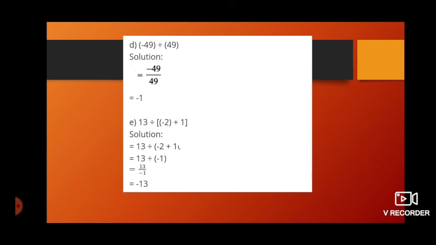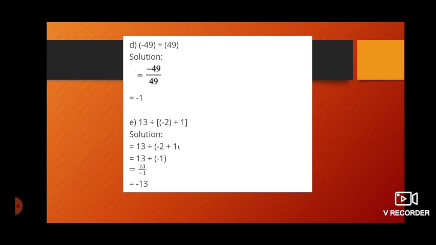Next, part E. 13 divided by, in the brackets, minus 2 plus 1. Solution. Here, first we will do whatever is inside the brackets. So 13 divided by minus 2 plus 1. Inside the bracket, minus 2 plus 1 means 2 is negative, 1 is positive. In that case you have to subtract the smaller number from the bigger number. So if we subtract 1 from 2, we get 1. Now we have to assign the bigger number's sign to the result. Here the bigger number's sign is minus. So 1 will get minus.